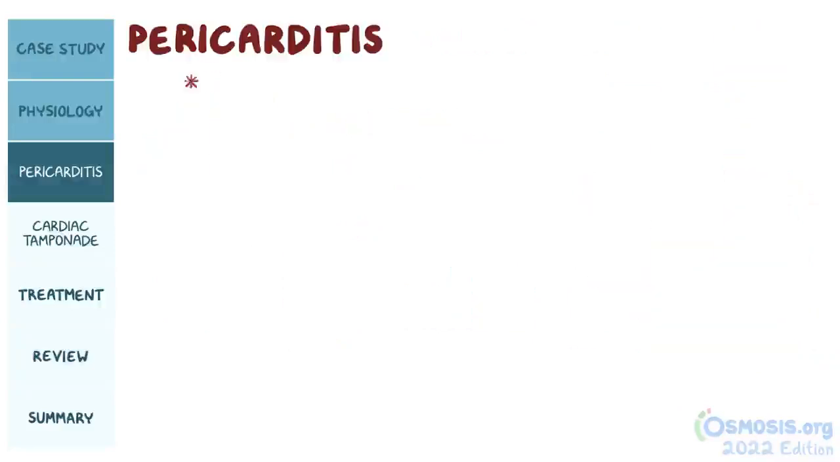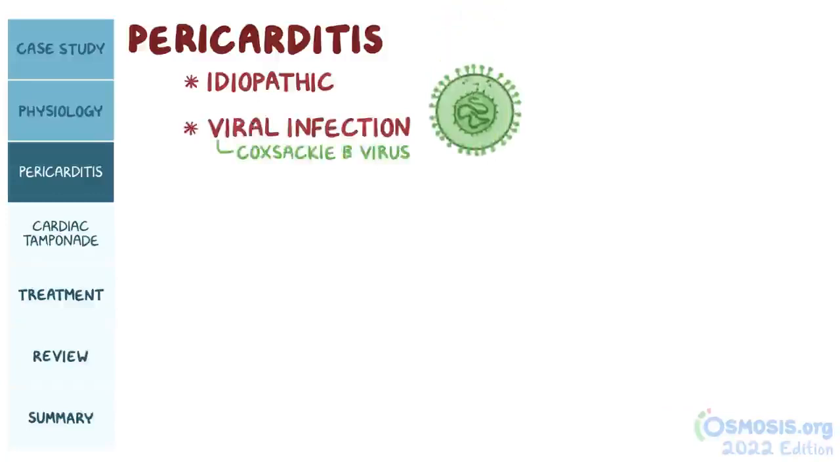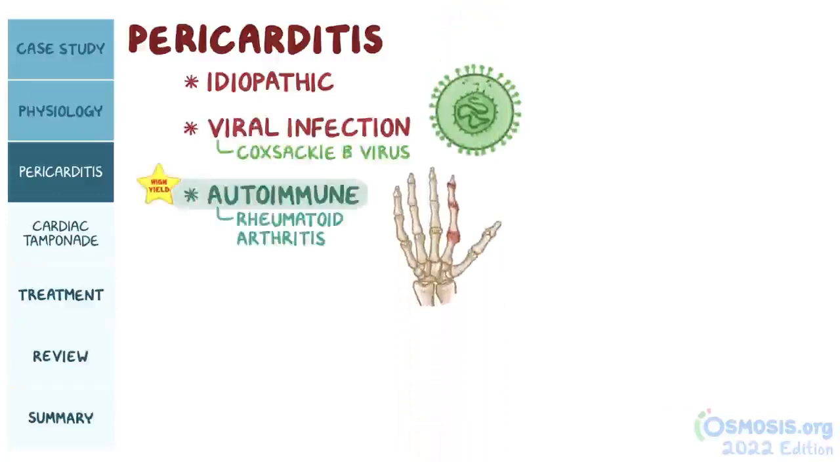Pericarditis is in most cases idiopathic. It can also be due to a viral infection, like Coxsackie-B virus. Pericarditis can also be seen in autoimmune diseases, like rheumatoid arthritis or systemic lupus erythematosus, because the immune system attacks our own tissues, including the pericardium.